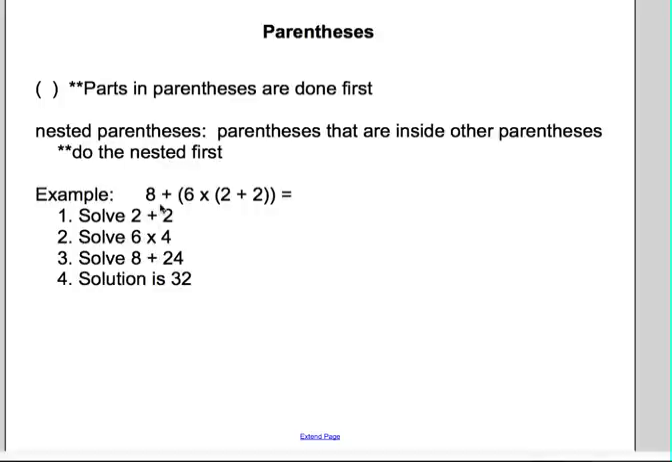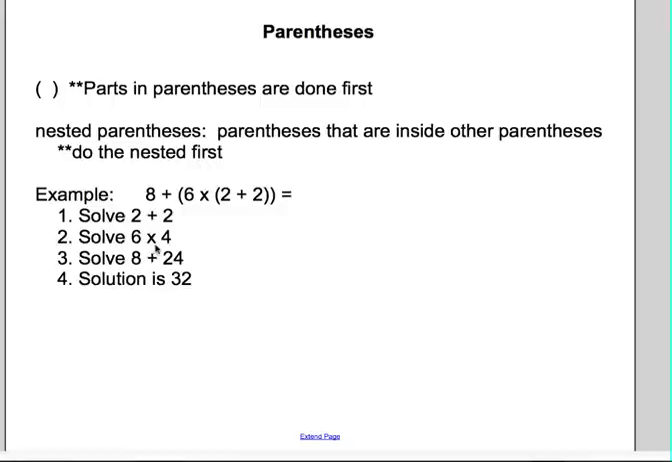Okay, so let's say our example problem is 8 plus 6 times 2 plus 2. Okay, and you can see here we've got a set of parentheses. And we also have a set of nested parentheses. So since the nested parentheses need to be done first, I first have to solve 2 plus 2. Okay, so I'm going to get 4. That's the value that's inside my nested parentheses.